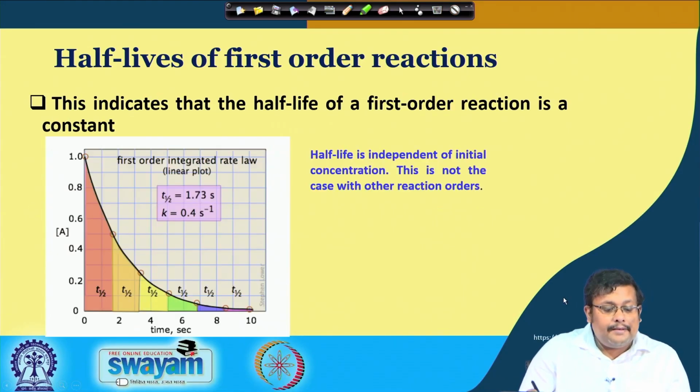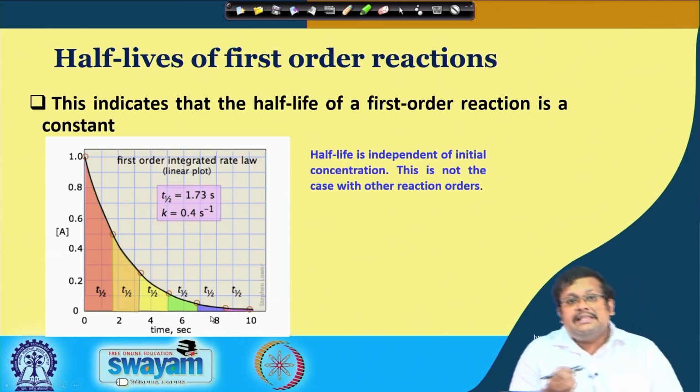Also this indicates that the half life of a first order reaction is basically constant. So, we have seen that the half life does not depend on the concentration of the reactant, it is basically constant. So, if you see the time and the concentration of A, we will get a decay type, an exponential decay. So, this is the first order reaction, and you can see that the T half is basically constant.